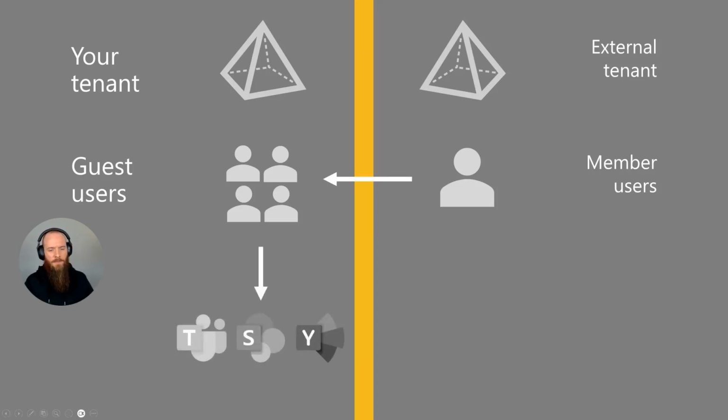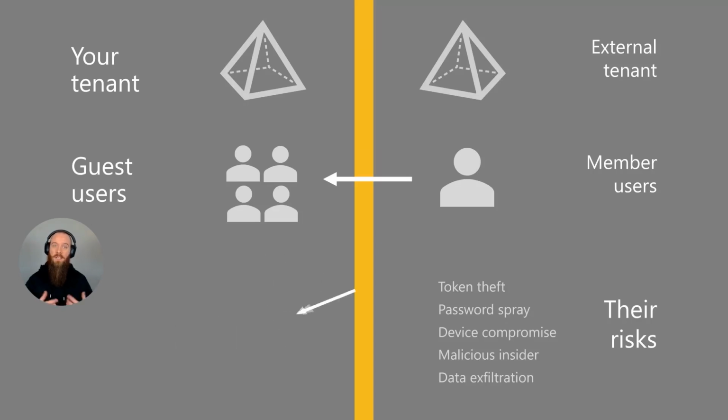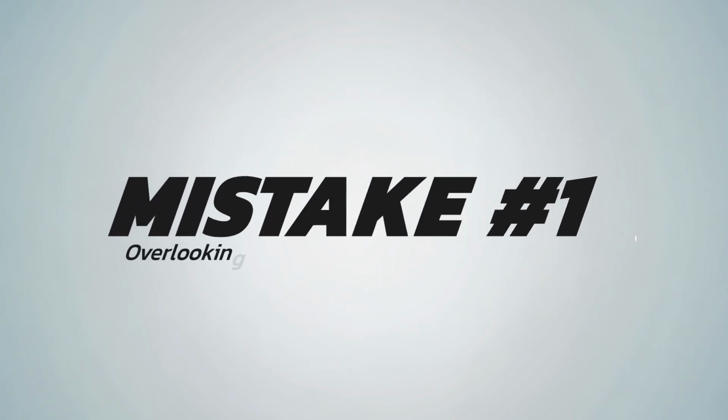And that ends up looking a little bit something like this, where all of a sudden, the member users of another tenant are now in my tenant, and they're going to have risks that previously existed only in their tenant. That could be the risk that the user has been compromised. Maybe that user is just up to bad stuff in general without even being compromised. So that's insider risk. As soon as I have guests, their risks become my risks, so we need to contend with that. Let's get the ball rolling by looking at mistake number one.